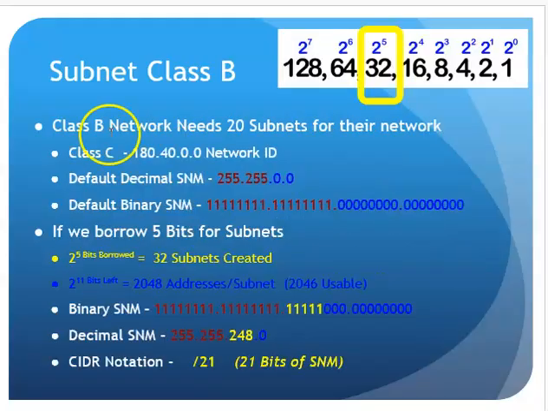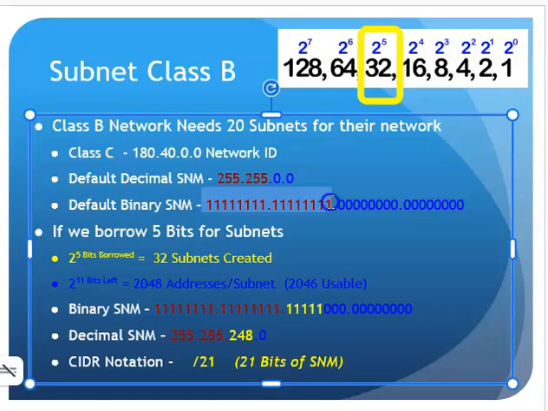So let's take a look at our network scheme again, if you will. We have a 180.40.0.0 network. So again, we're thinking 255.255.0.0 is the default subnet mask. All these ones are the default subnet mask, /16. They said they need 20 subnets.